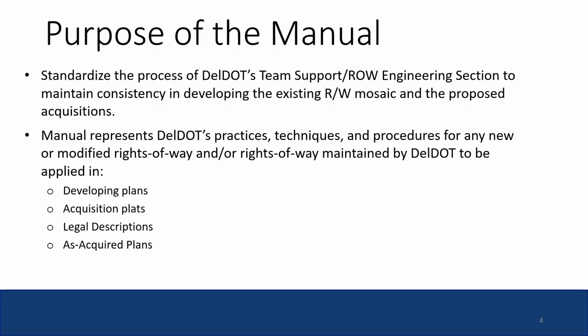The purpose of the manual is to standardize the process of DelDOT's team support or right-of-way engineering section to maintain consistency in developing the existing right-of-way mosaic and the proposed acquisitions. The manual represents DelDOT's practices, techniques, and procedures for any new or modified rights-of-way and/or rights-of-way maintained by DelDOT to be applied in developing plans, acquisition plats, legal descriptions, or as acquired plans.